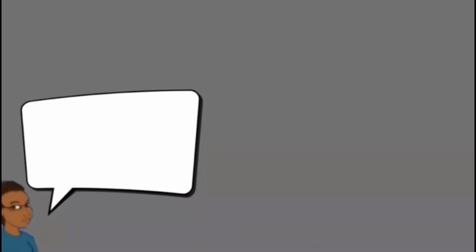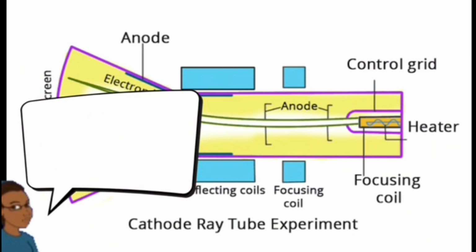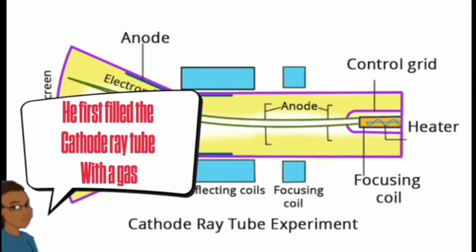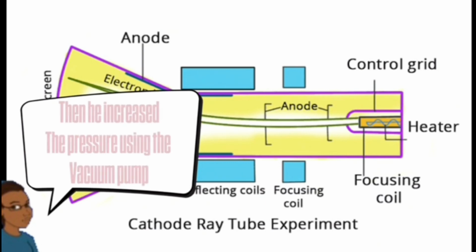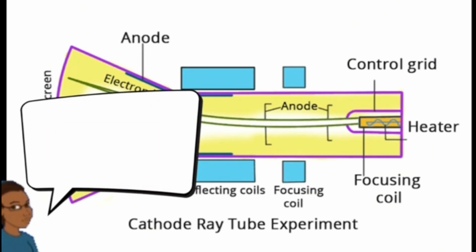Third, the discovery of electron, 1897. The electrons were discovered by J.J. Thomson. He first filled the cathode ray tube with a gas. Then he decreased the pressure using the vacuum pump.